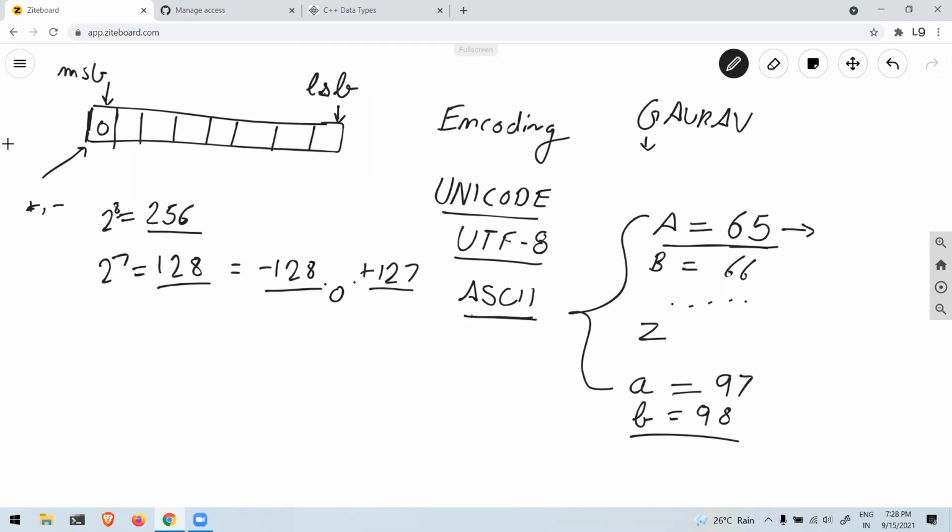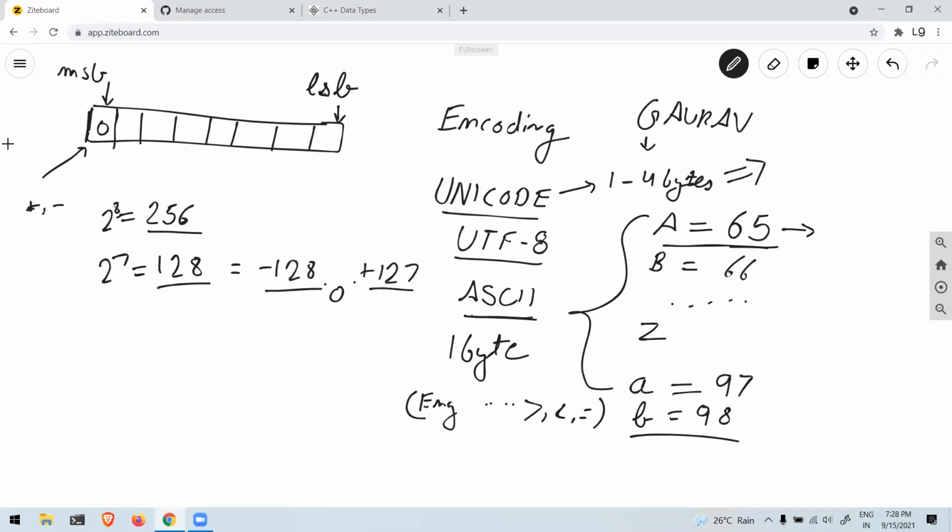ASCII encoding uses 1 byte to store the data. Whereas Unicode uses 1 to, I think, 4 bytes. It's not fixed. For each symbol, it will take 1 to 4 bytes, depending on the kind of system, because ASCII encoding can represent only the alphabets of the English language, and some numeric values and some symbols like greater than, less than, equal to, comma, full stop, etc. But Unicode encoding supports many languages.